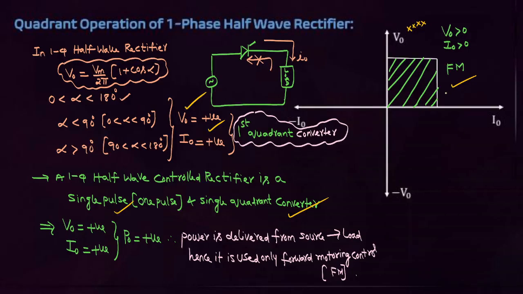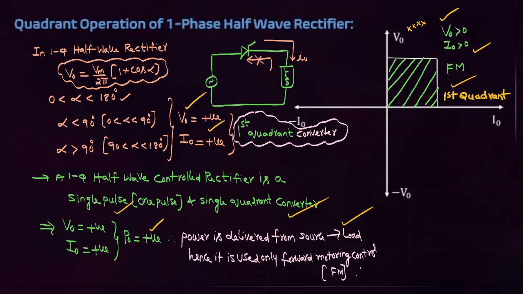That's why a single phase half wave control rectifier is a single pulse and single quadrant converter. Which quadrant? First quadrant. Single pulse, single quadrant converter. If it is a first quadrant converter, V0 greater than 0, I0 greater than 0. That is, for a half wave control rectifier, always V0 greater than 0, I0 greater than 0, which means V0 is positive and I0 is positive. If V0 is positive and I0 is positive, power is always positive. If the power is positive, it means power is delivered from source to load.